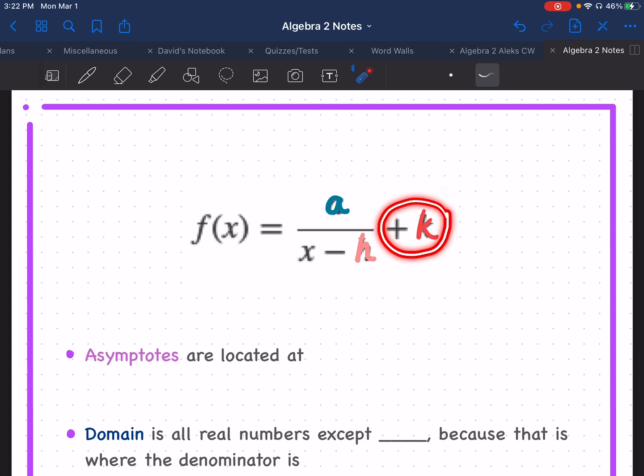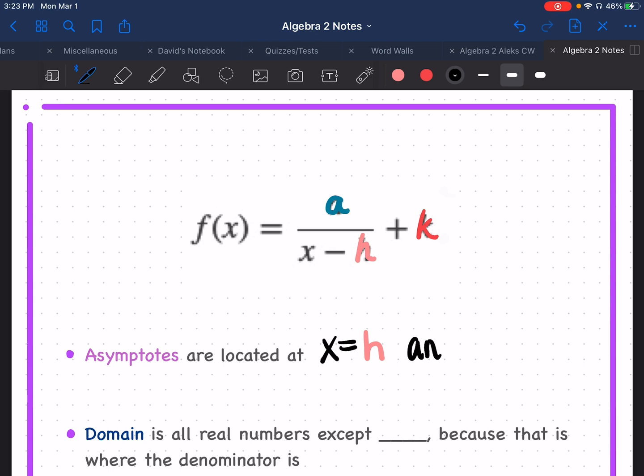And k is not trying to trick you. If k looks positive, then k is positive. If k looks negative, then k is negative. All right, my asymptotes are at x equals h and y equals k. This is the beauty of this form of the rational function, because now I just have to figure out what h and k are, and now I know where my asymptotes are.